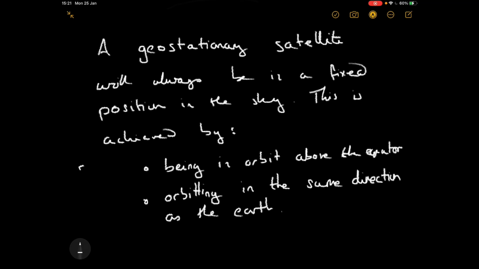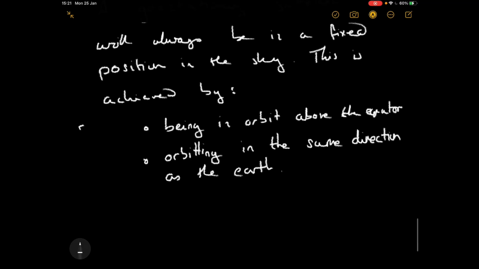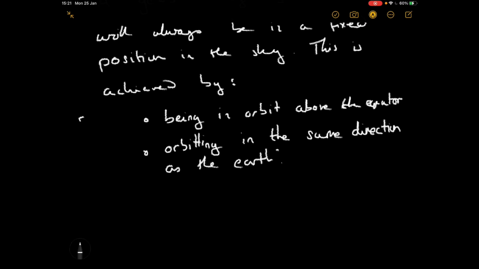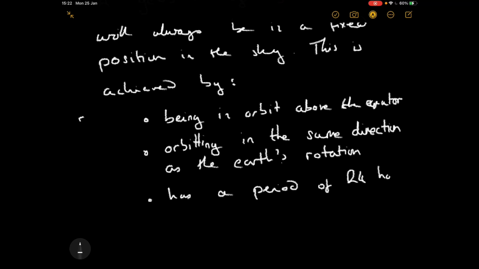as the Earth. I mean, you could send it the other way around. You would annoy everyone else who's put a satellite in a geostationary orbit because you'd crash into them. So don't do that. Make sure you're going in the right way, the direction of the Earth's rotation, I should say. And finally, it has a period of 24 hours, which is 86,400 seconds.